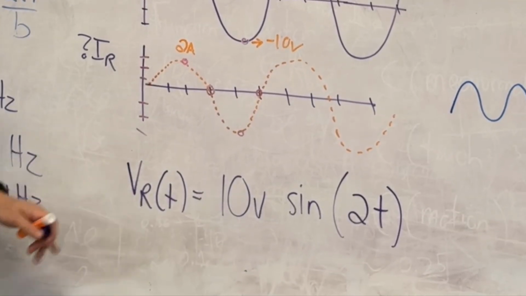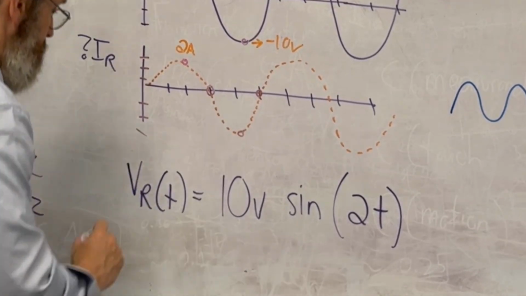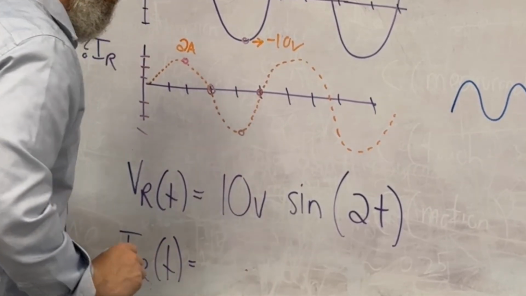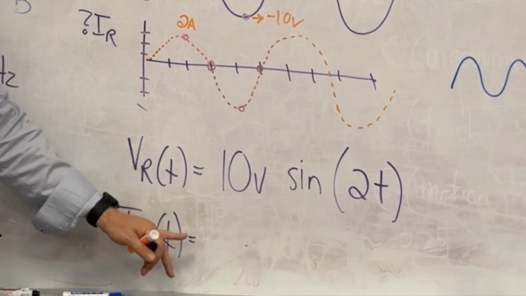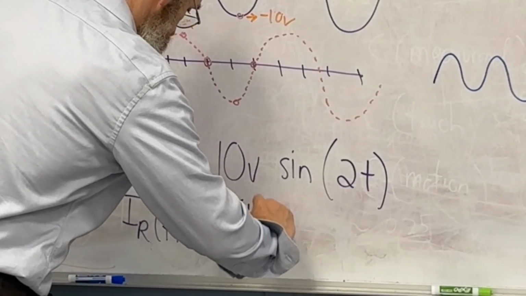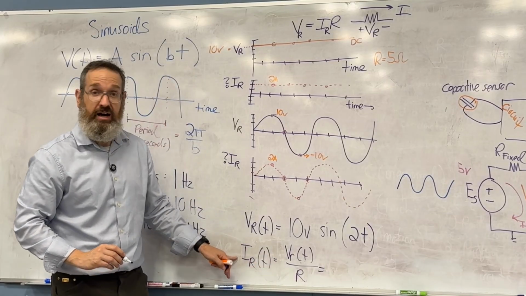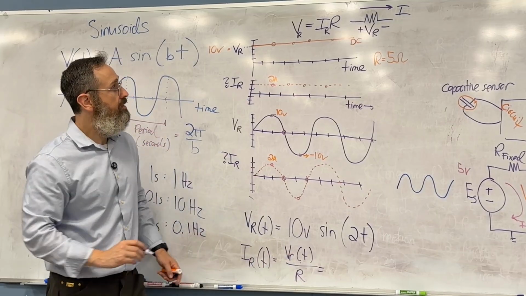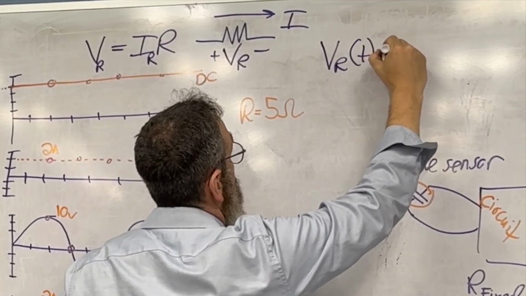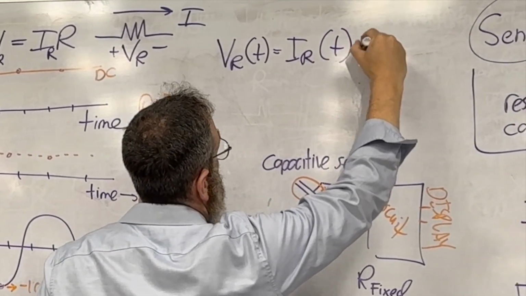This was the input. So now the question is, what is the current? And now we have to be a bit careful, because we have to say the current is also a function of time. Well, I R of t is going to be, according to Ohm's law, V R of t divided by R. Or R times I of t is equal to that. V R of t is equal to I R of t times R.